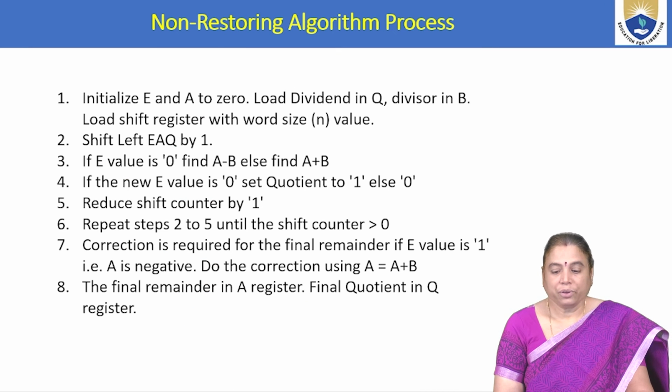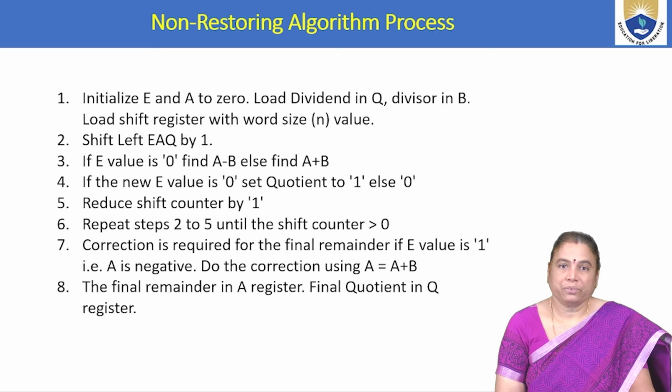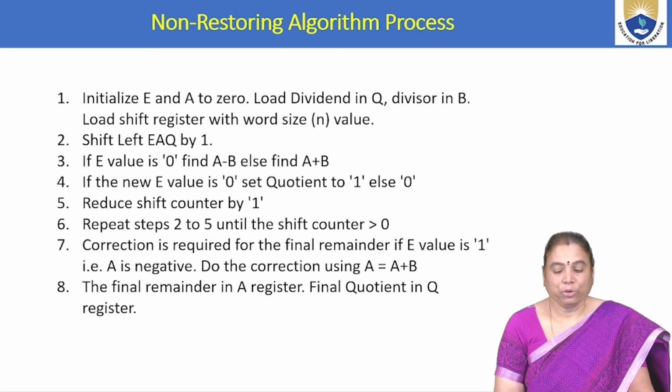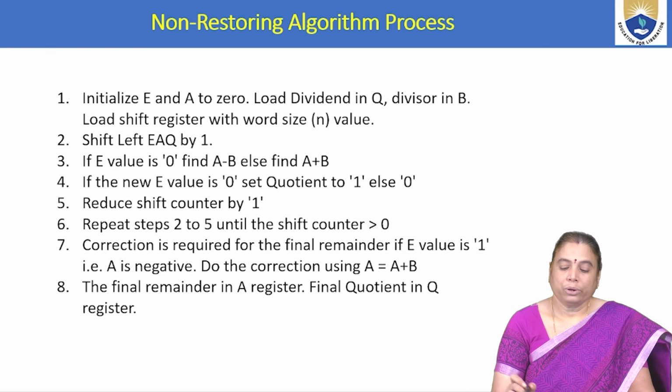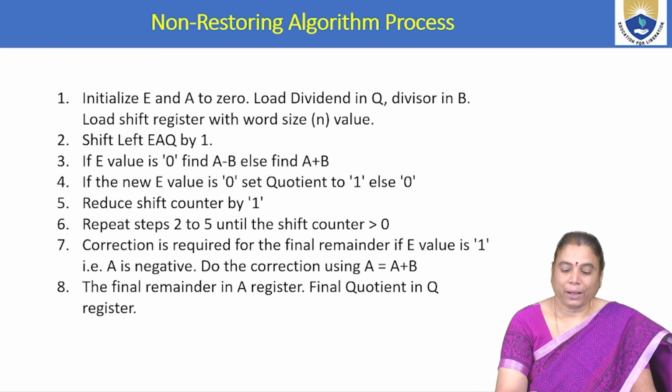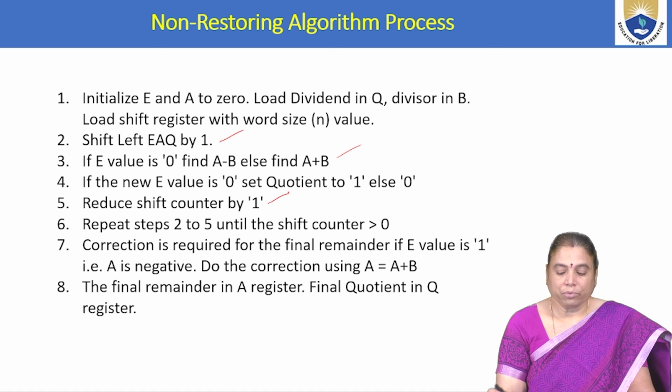In the non-restoring algorithm, the actual process is: initialize E and A to 0, load the dividend into Q, the divisor in B, and load the shift register with the word size n value. Shift left EAQ by 1. If the E value is 0, find A minus B, else find A plus B. If the new E value is 0, set the quotient bit to 1, else 0. Reduce the SC shift counter by 1. Repeat steps 2 to 5 until the shift counter is greater than 0.